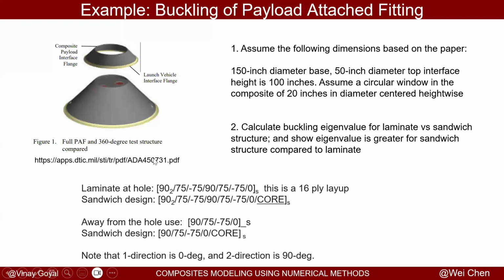We'll assume the following dimensions based on that paper: 150-inch diameter base, 50-inch diameter top interface, and the height is 100 inches. We'll assume a circular window that's protruding into this payload attached fitting. And the idea here is to calculate the buckling performance if I were to treat this payload attached fitting as a laminate versus if I were to treat it as a sandwich structure.